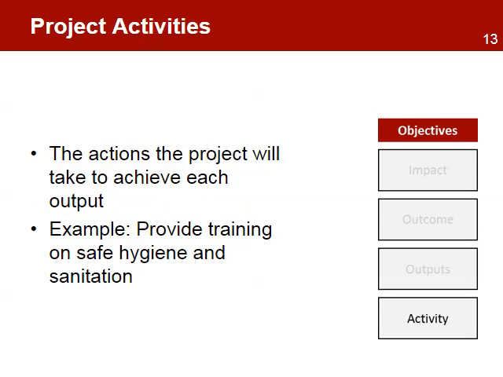At the final level are the project activities. The activities describe the actions the project will take to achieve each output. The project has full control of the activities, and it involves the use of the project resources in the most efficient manner. Activities are always expressed using the present tense. For example, provide training on safe hygiene and sanitation.